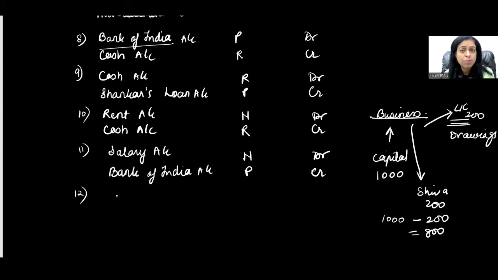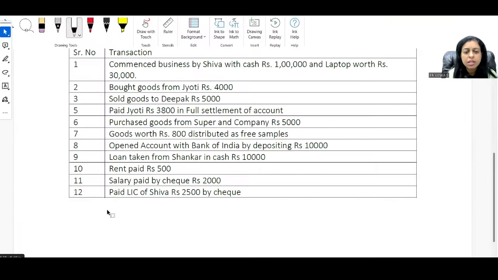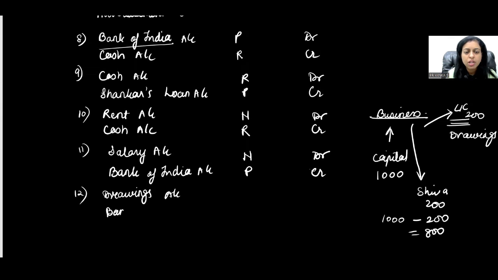Fine. So I hope this concept of drawings is clear. Any personal expenses will be treated as drawings. So here I'm going to write it as drawings account. And the second part is what? Should I put insurance? No. You have paid it by check. So Bank of India account. Drawings account is a capital account, a personal account, and Bank of India account is also a personal account.